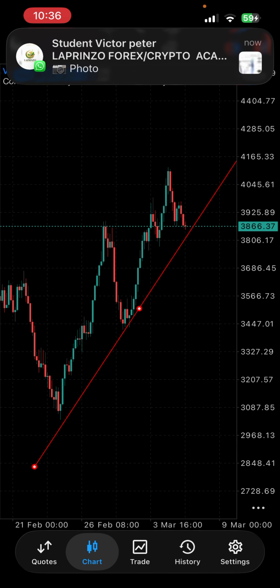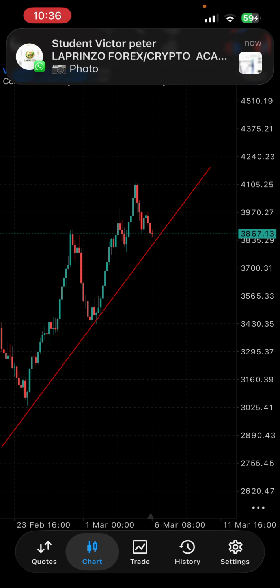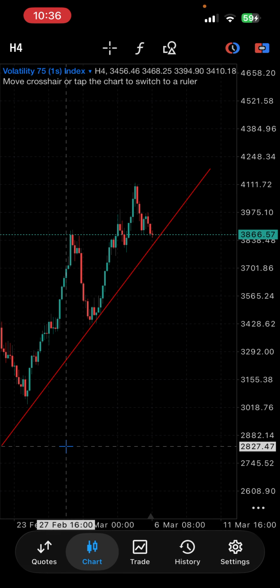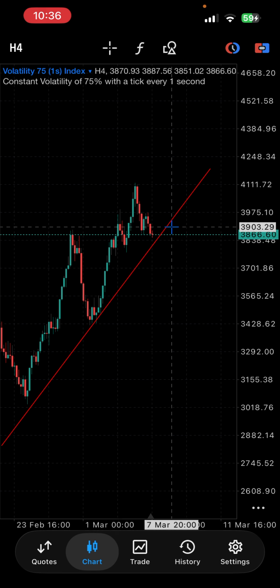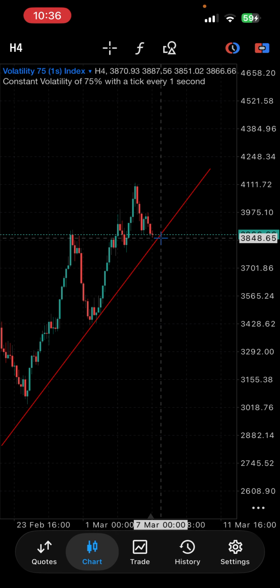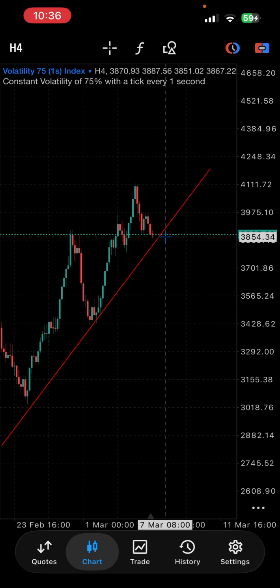Now the market has just gotten almost to the trend line. All right, so what it means is that we are supposed to buy here, right? But no, you're not going to buy here. All right, we're also going to look out for order block.